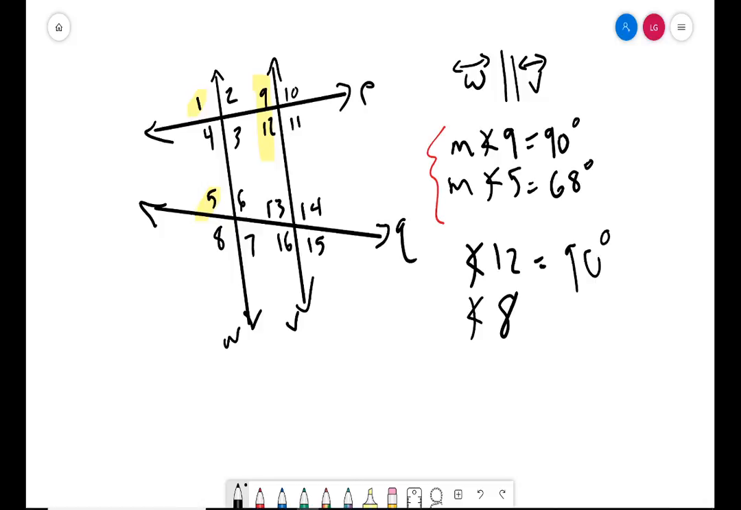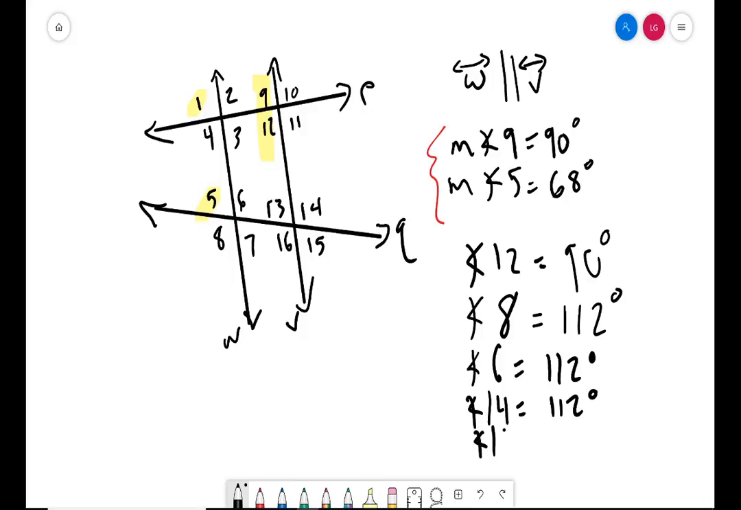Well, angle 8 is supplemental with angle 5, which we know here is given to us. So that will make angle 8 180 minus 68. You can use your calculator if you need. 112. That means that angle 6 is also 112 degrees. Angle 14 is also 112 degrees. Angle 16 is also 112 degrees.